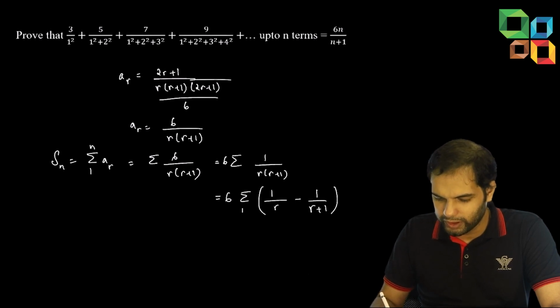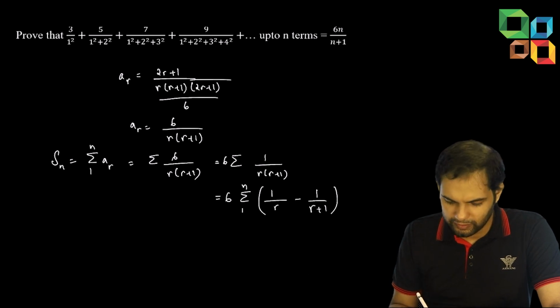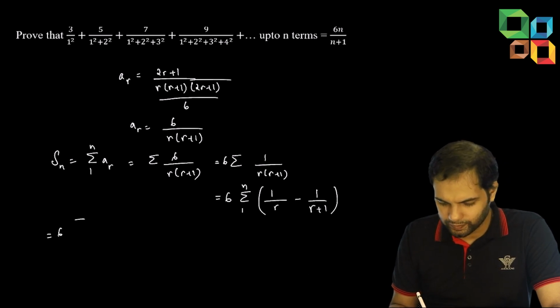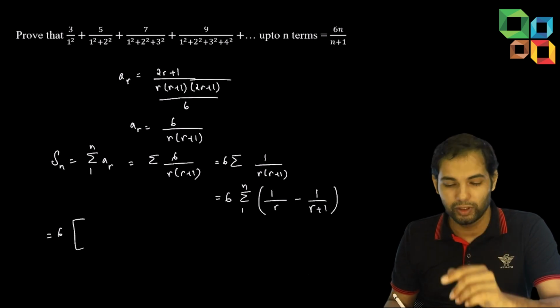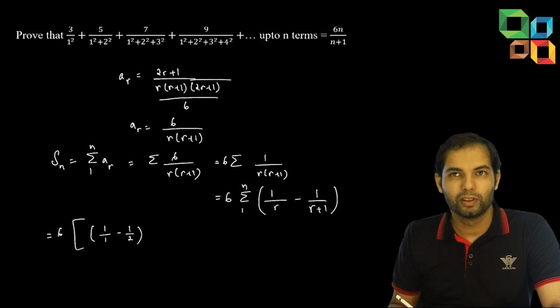Just look at this. 1 to n is what we have to add, correct? Look at the terms you're getting. 6 into, I'll write the first term now. The first term is when r is 1. So 1 by 1 minus 1 by 2. Fine. This is the first term.